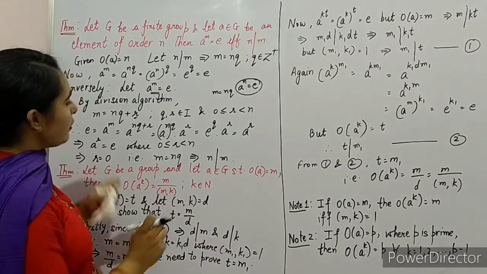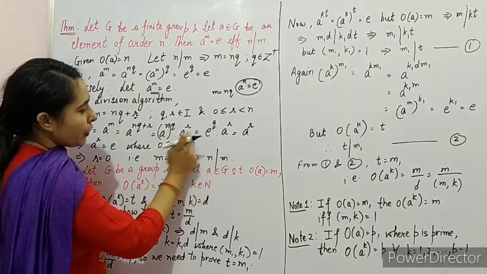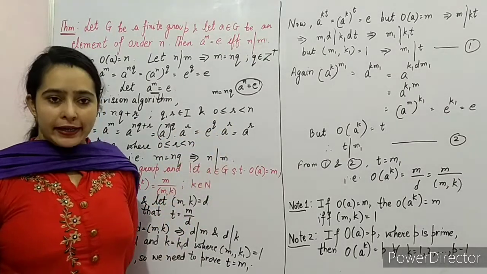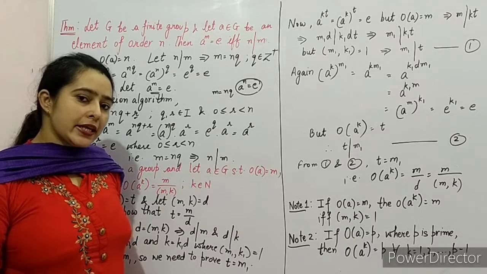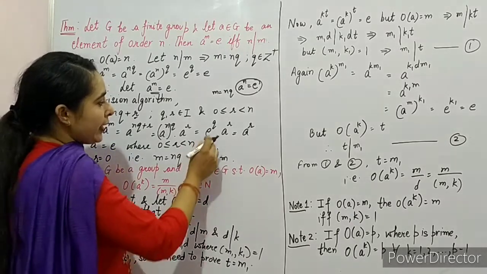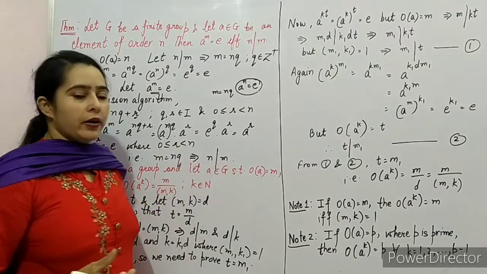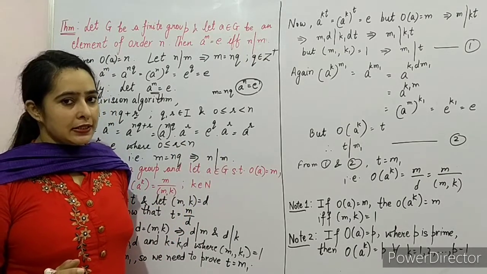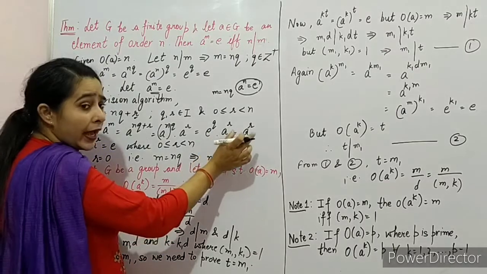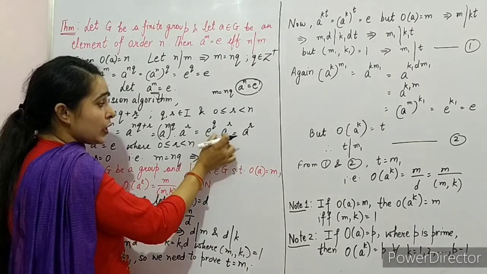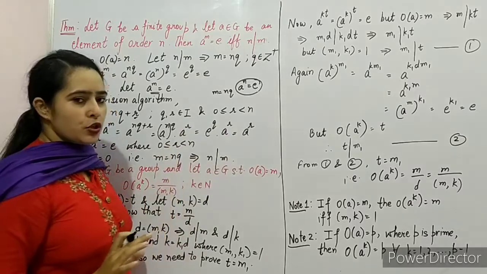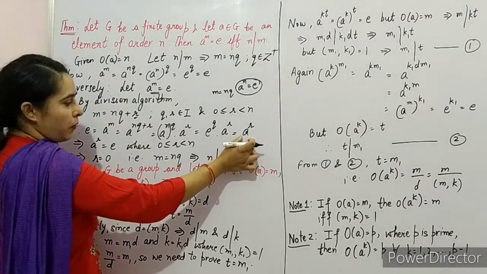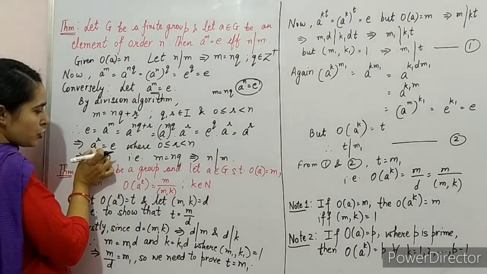So therefore we have E raised to the power q into A raised to the power r. Now E raised to the power q is identity, since identity raised to the power anything is identity. So we get identity into A raised to the power r. And identity multiplied with any element of the group gives the same element. So identity into A raised to the power r is equal to A raised to the power r. So what we get is E is equal to A raised to the power r.